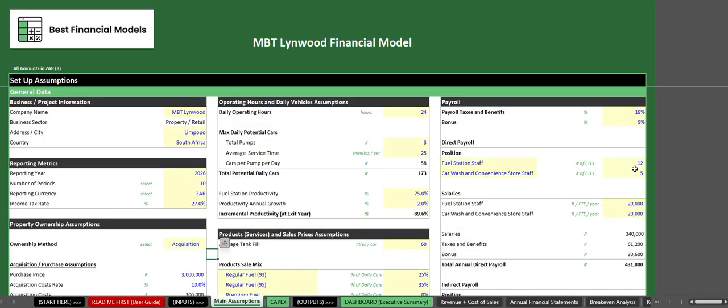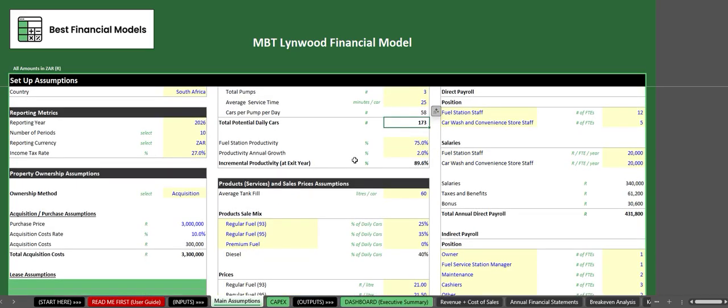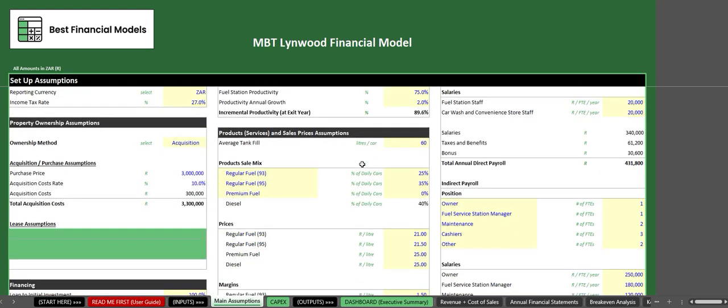The operating hours and daily vehicle assumptions. So here you'll look at aspects like the total fuel pumps or gas pumps that you have, the average service time per car, so how many minutes per vehicle, and it automatically gives you then the total potential daily vehicles that can frequent your gas station. The productivity based on 100% productivity, what the expected productivity is, what the growth rate in productivity would be, and then your product sales mix in terms of the fuel or gas products.